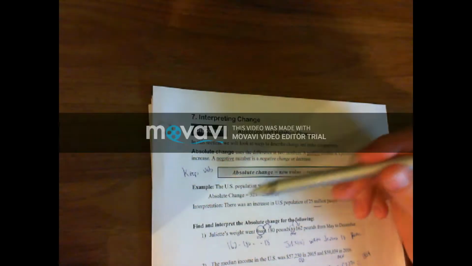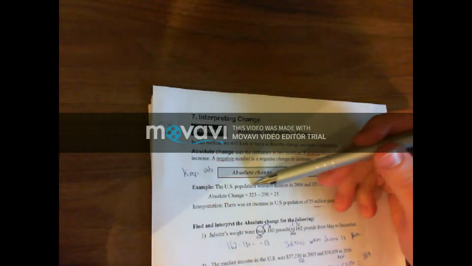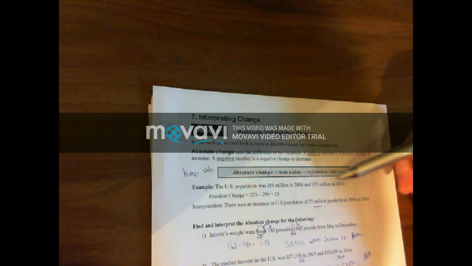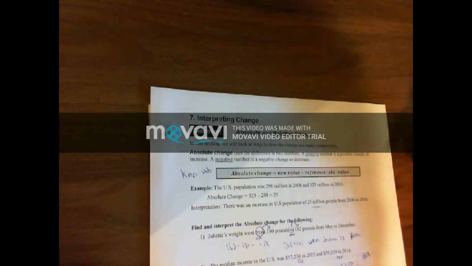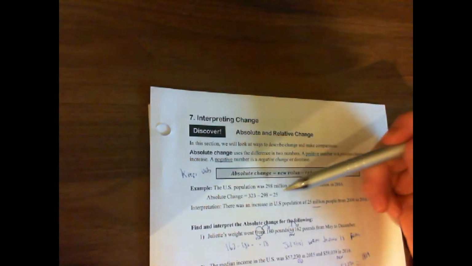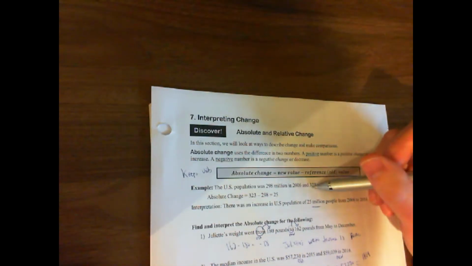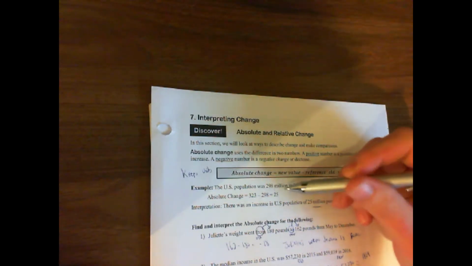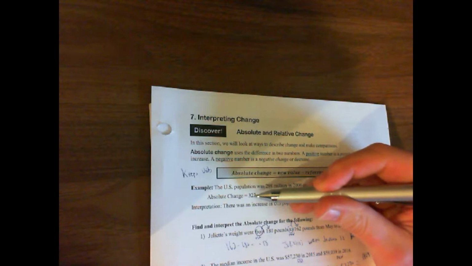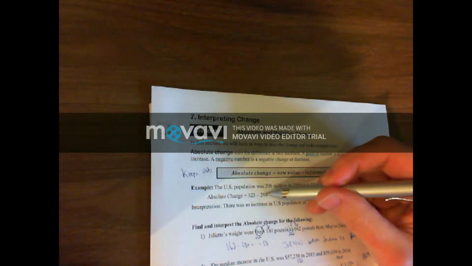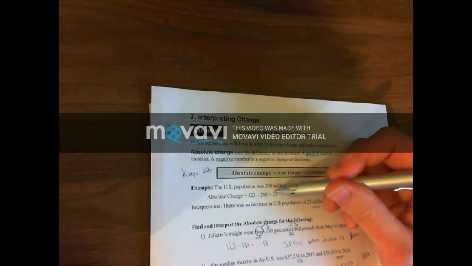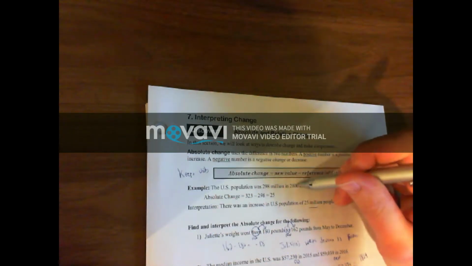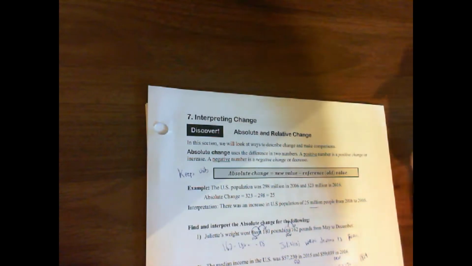So the example they give us right underneath here says the U.S. population was 298 million in 2006, 323 million in 2016. So if we just look at the absolute change, the new value is 323 million, the old value is 298 million. So notice they just took 323 minus 298, which is 25. We know the new value because it's the new year minus the old year. But what does that mean?